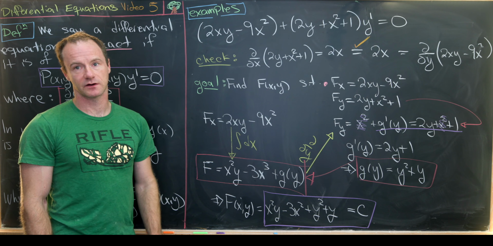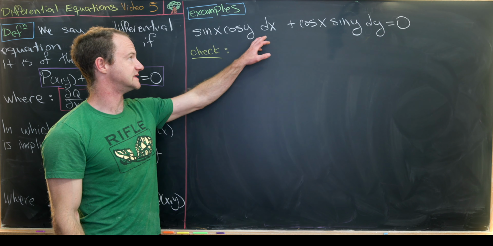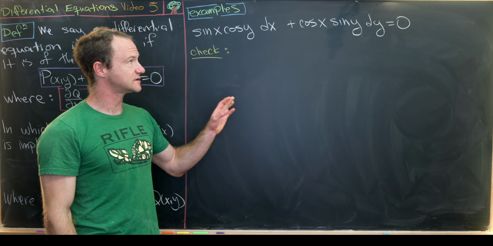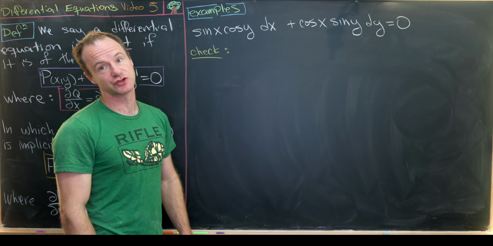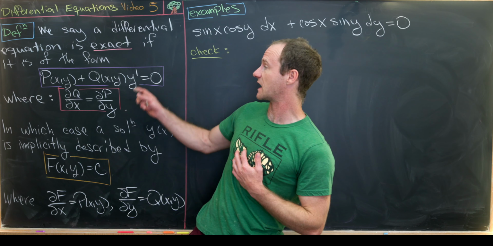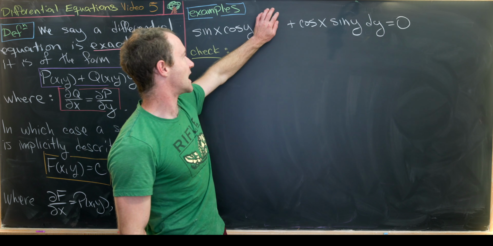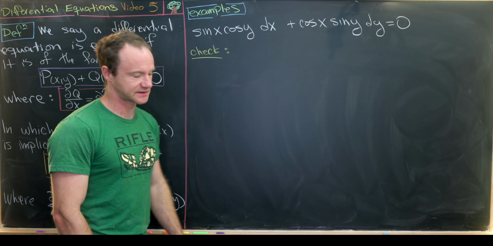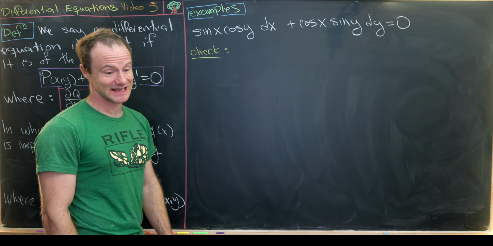Okay, let's do another. Okay, so here's our next example. We've got sine x times cosine y dx plus cosine x times sine y dy. So I've written it in that differential form just so that we're all used to it. But let's recall that that's equivalent to this guy right here, where we would replace the dy with y prime and then leave off the dx. So let's start by checking that this is indeed exact.